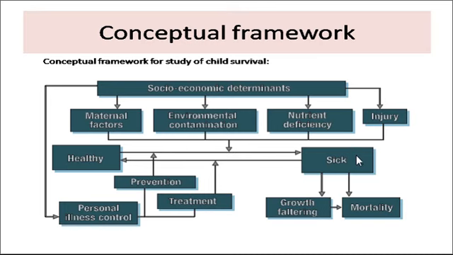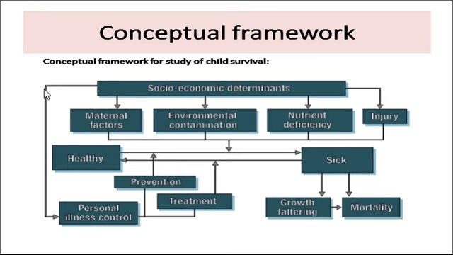Now, if the child is sick, what happens? There is growth faltering, that means there is lack of growth, there is stunting in the child. This might lead to mortality, and acute sickness might lead to mortality. So, you see this connection here. All these factors lead to either a healthy child or a sick child, and then for a sick child, either growth is faltered or there is mortality.